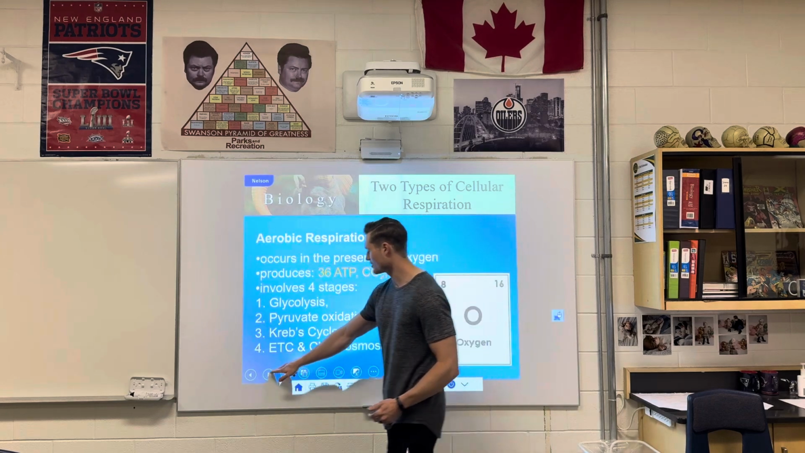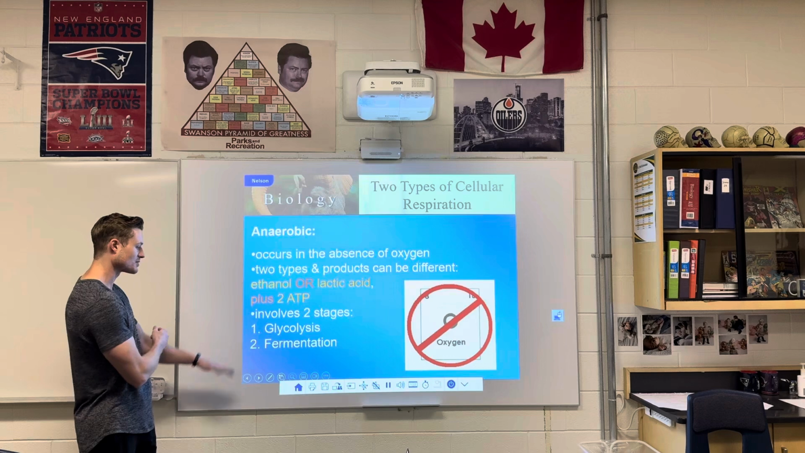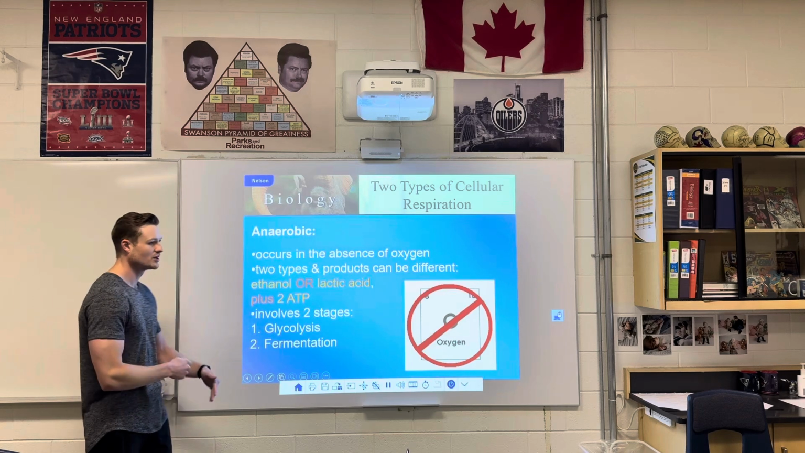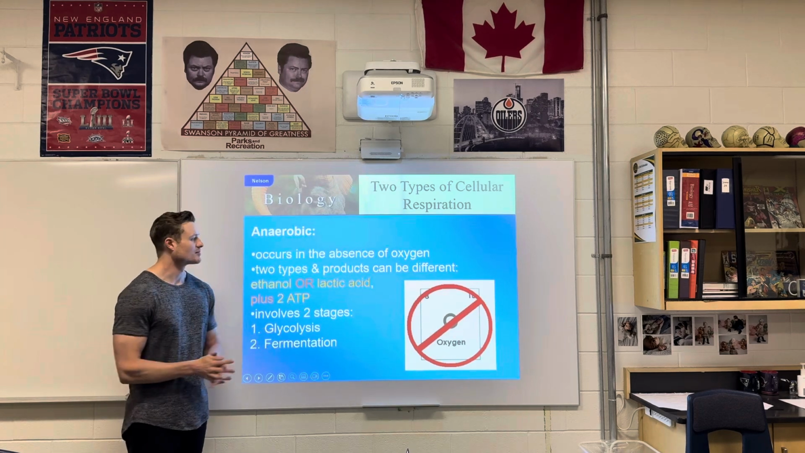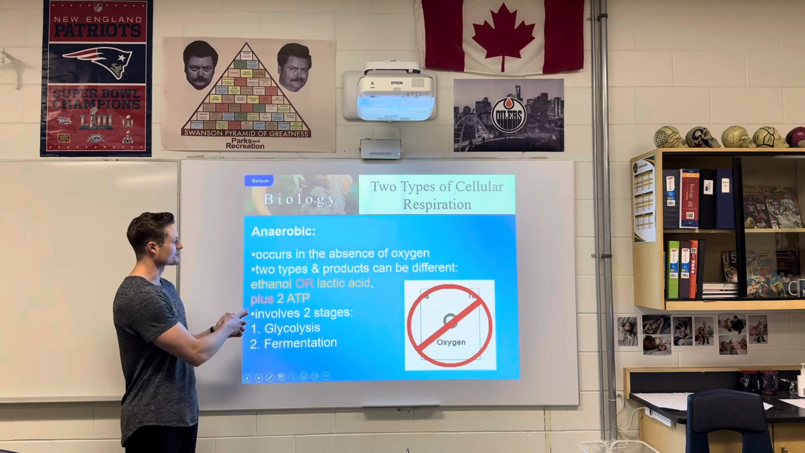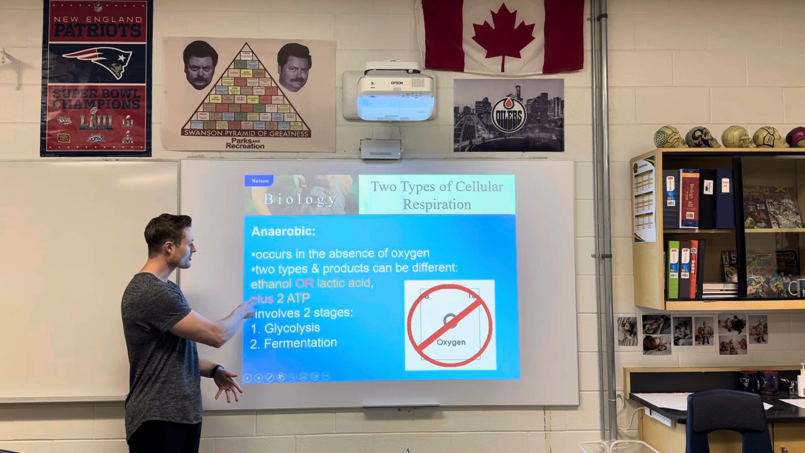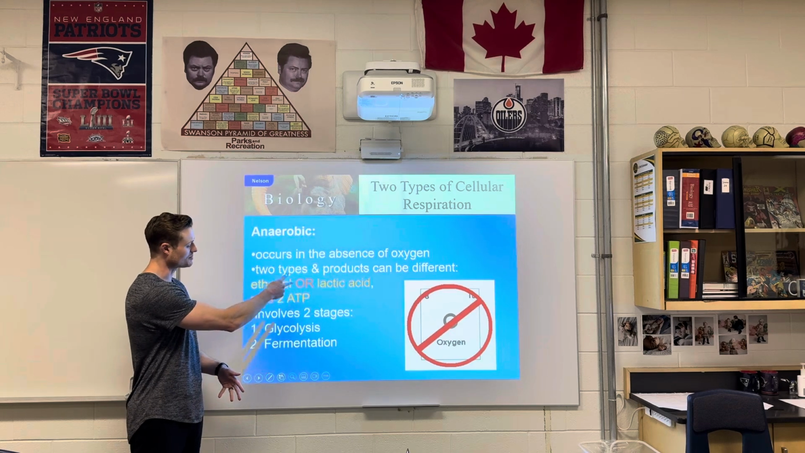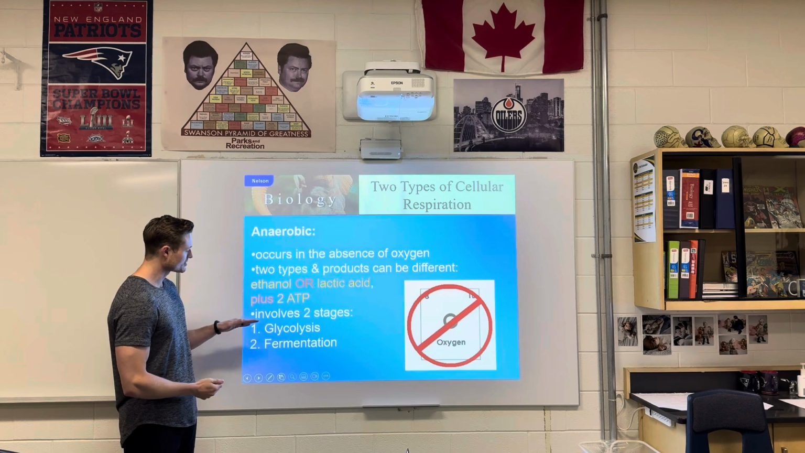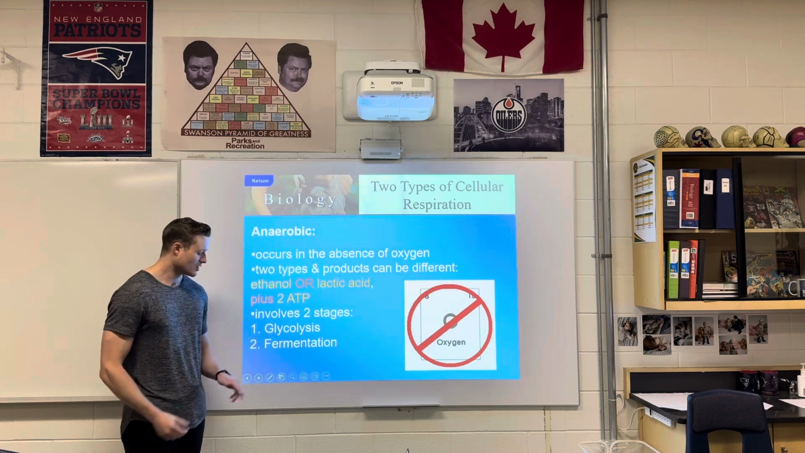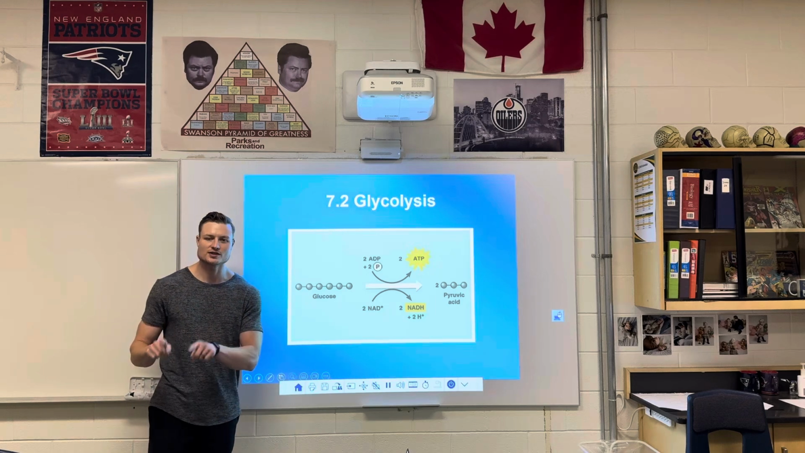Now, let's say oxygen is not present. Then it's only a 2-step process, but notice it still has glycolysis. Whether oxygen is present or not, you always do glycolysis, but this is what we call anaerobic respiration. The byproducts will be 2 ATP, and ethanol or lactic acid, depending on what type of organism you are, and the steps are glycolysis and a fermentation step. So we're going to go through the process of glycolysis here because it is present in both types of respiration.